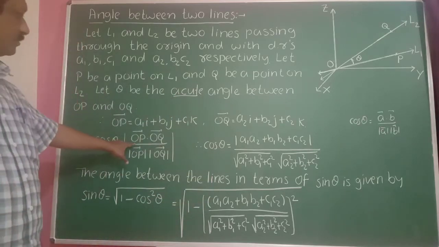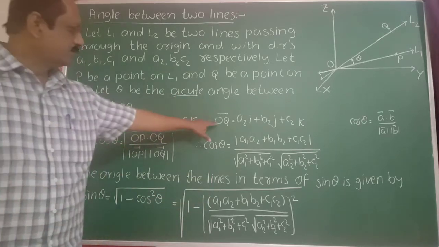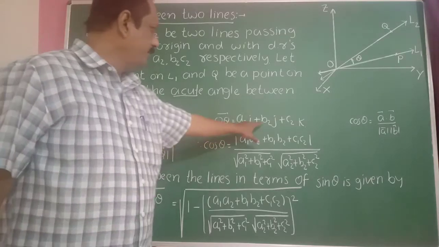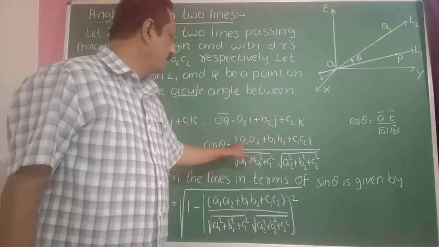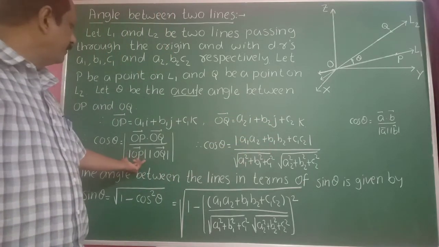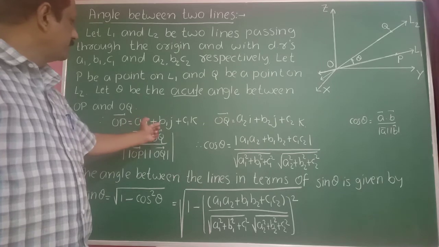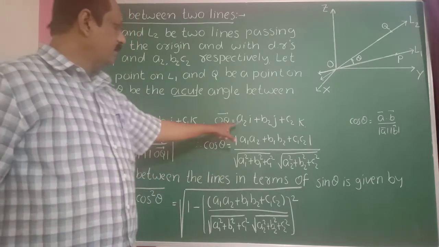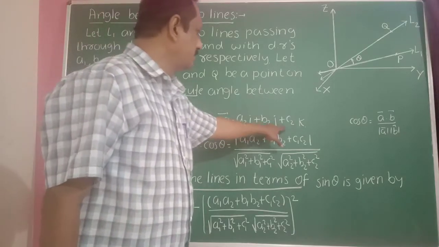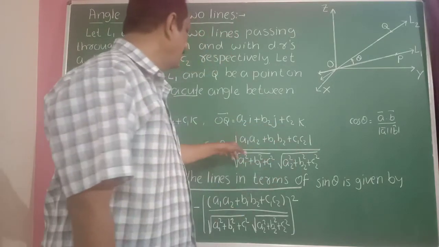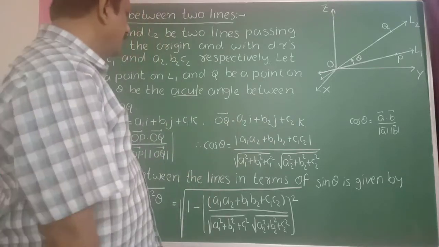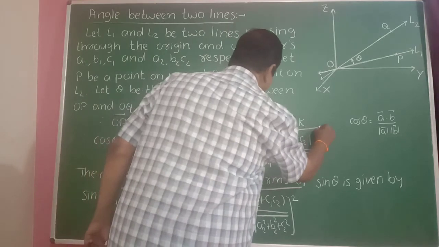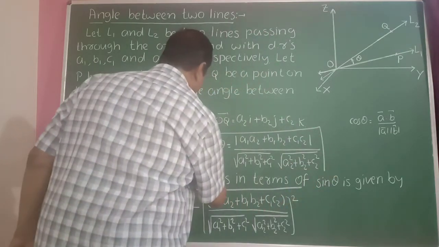Then OP is this one, OQ is this one. The dot product is given as a1 a2 plus b1 b2 plus c1 c2 in the numerator. Modulus of OP is the root of a1 square plus b1 square plus c1 square, and modulus of OQ is the root of a2 square plus b2 square plus c2 square. We are taking the modulus of the numerator. So this gives the angle between the two lines in terms of cos theta.